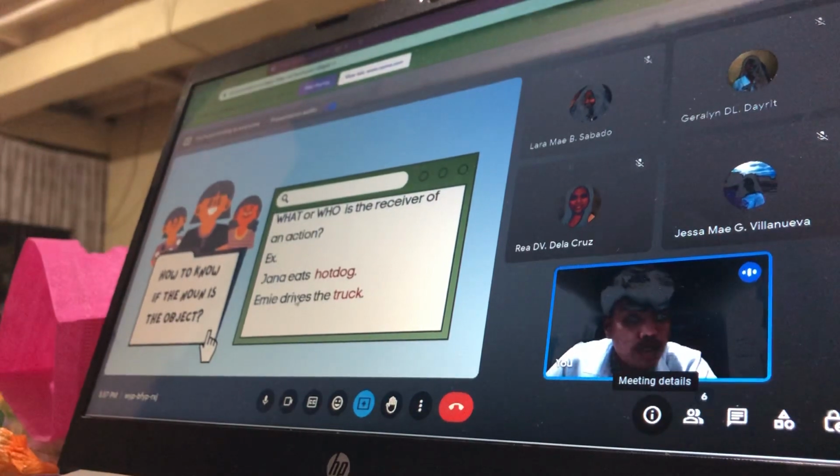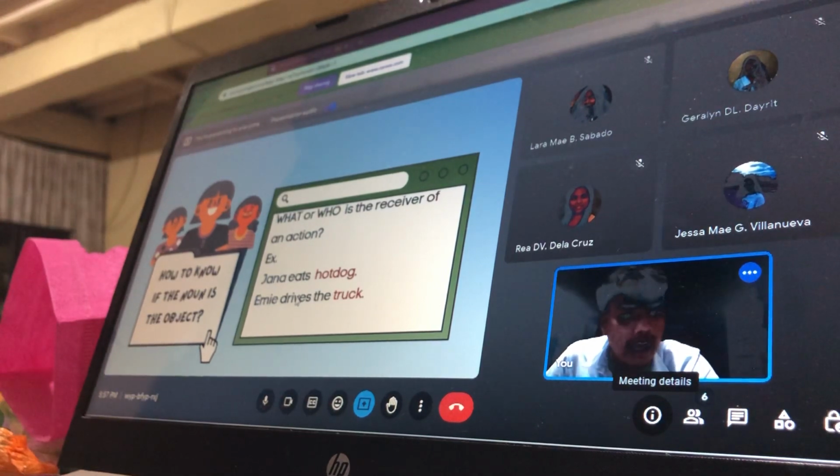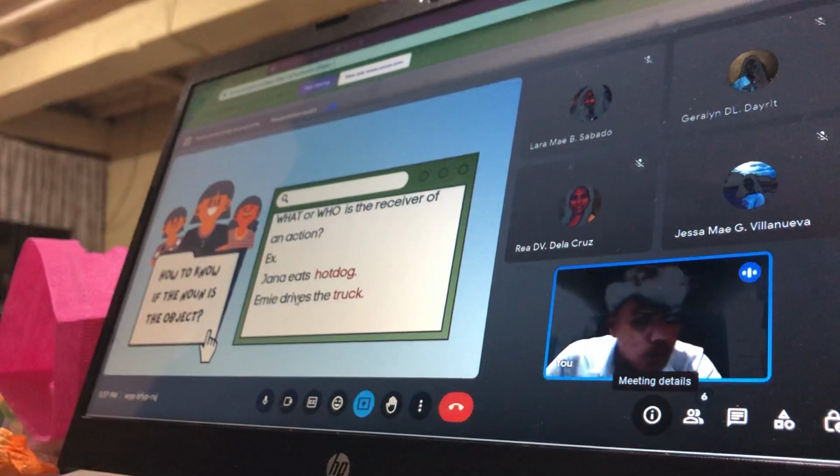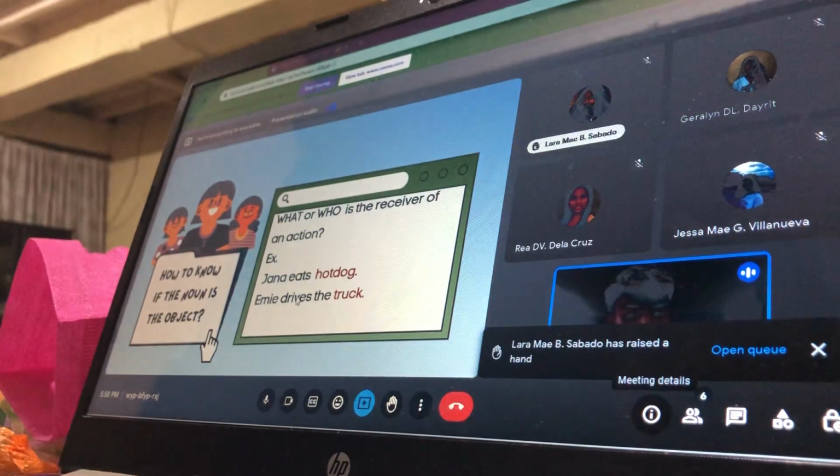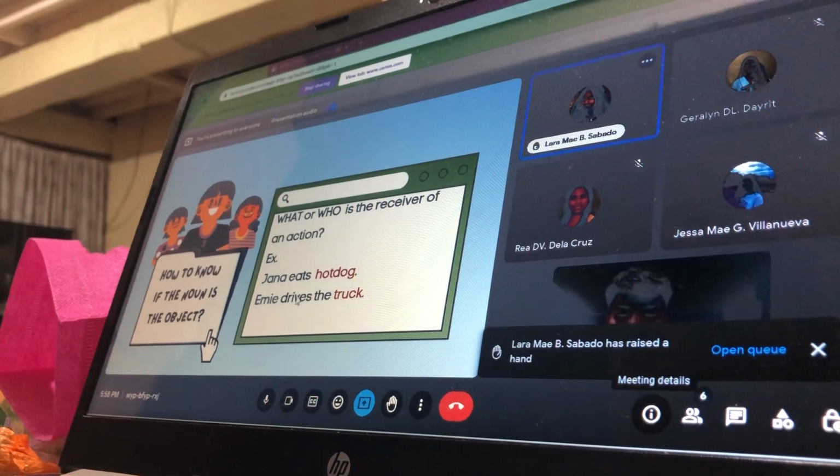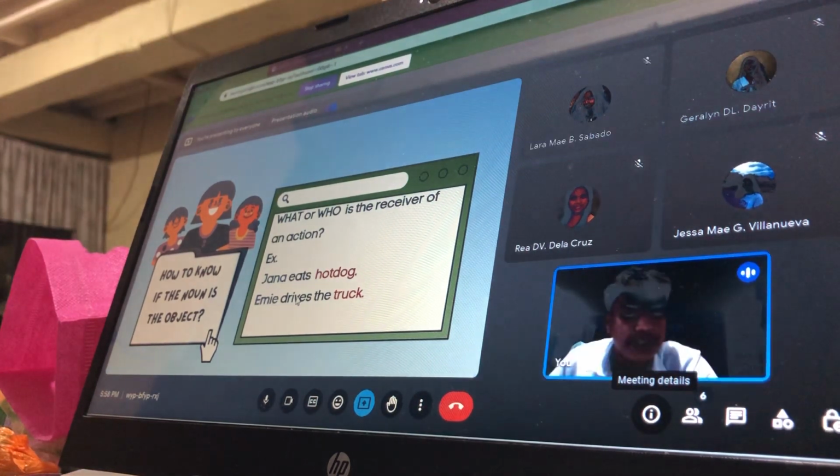To know who or what is the object, always remember, it is the receiver of an action. Okay? Let's go back to our example earlier. Jana eats hot dog and Emmy drives truck. In Jana eats hot dog, what is the receiver of an action? Meaning it is things. Okay, Lara? Hot dog. Okay, very good. Hot dog is the receiver of an action.